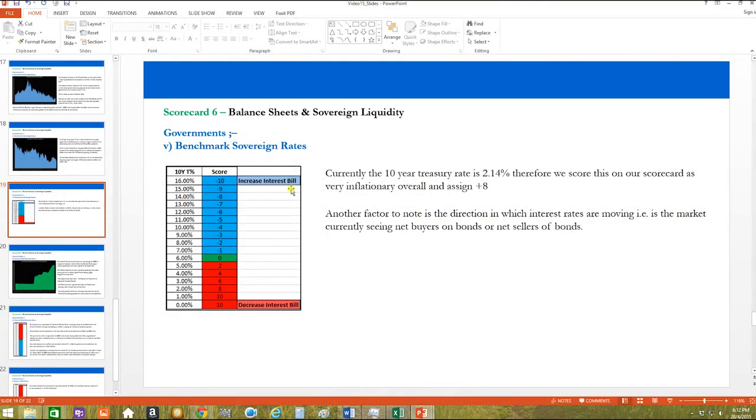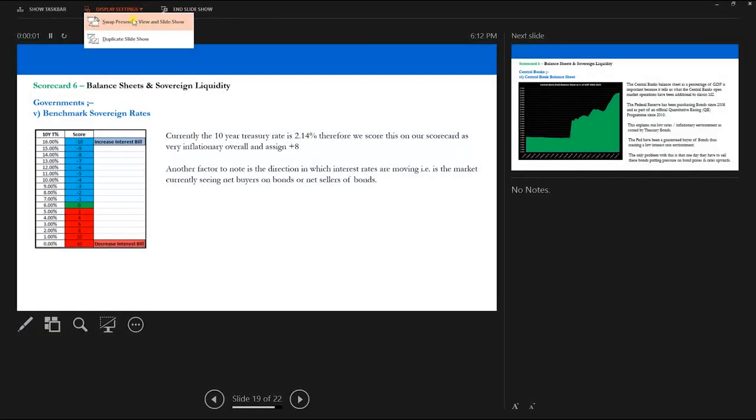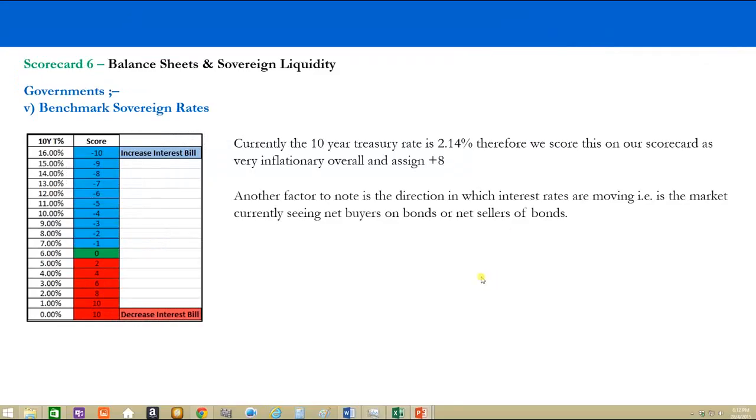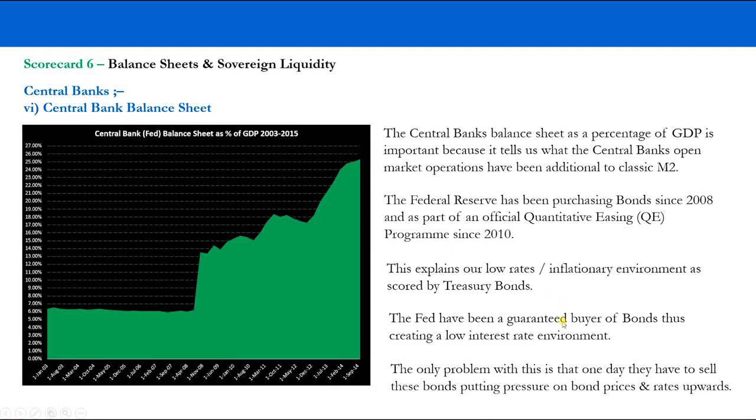What's important here is our scorecard of where we scorecard the actual Treasury rate at the moment in its entirety. So the Treasury rate being at 2.14% gives the Fed a lot of room to inflate because the interest bill is much lower because of a much lower overall interest rate. So we scorecard very highly there in the inflation stakes with high conviction.